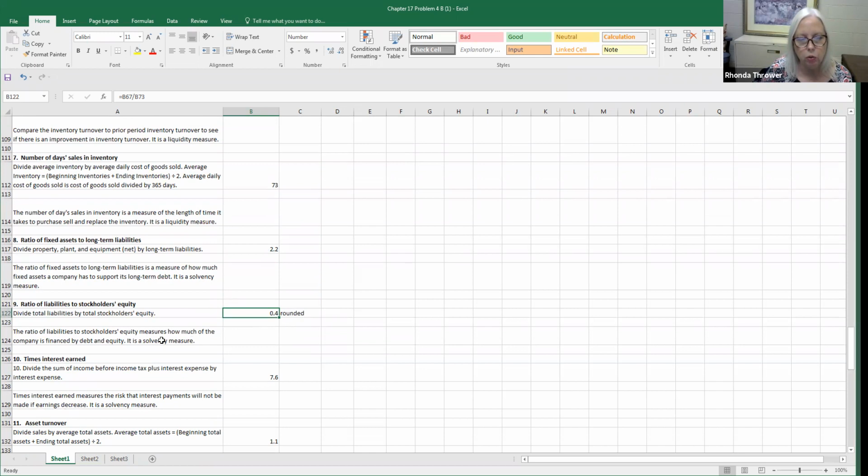So the ratio of liabilities to stockholders' equity is going to measure how much of the company is financed by debt and how much the company is financed by equity. And again, this is a solvency measure. It is used to determine whether a company can pay back its long-term debt.